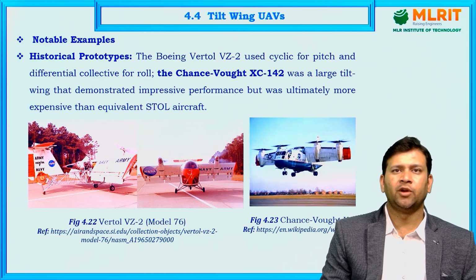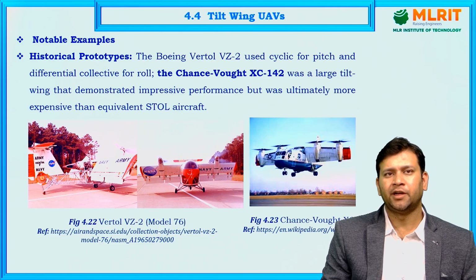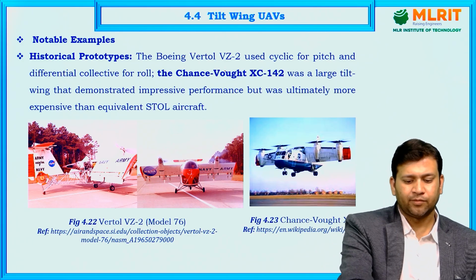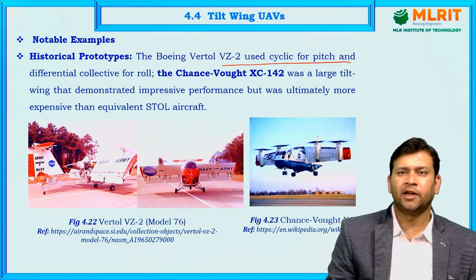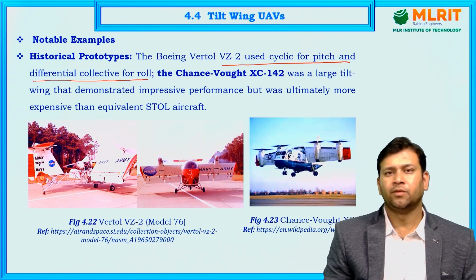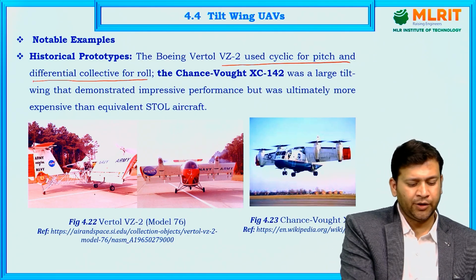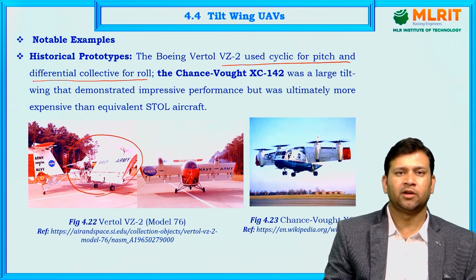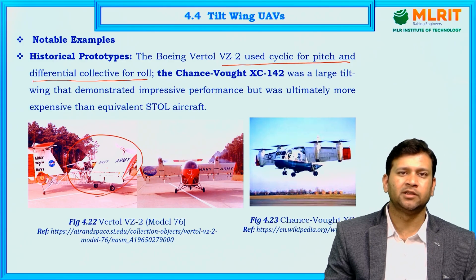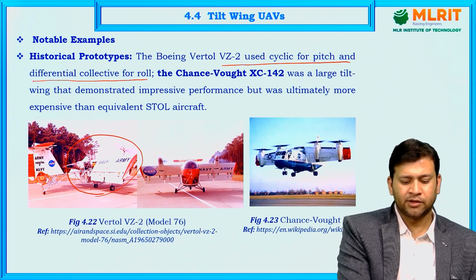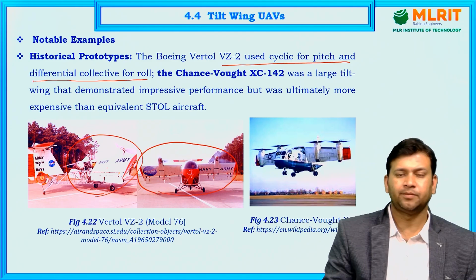These are some notable examples of tilt wing unmanned aerial vehicles. The Boeing Vertol VZ-2 used cyclic for pitch and differential collective for roll. Here you can see the tilt wing concept, like how the complete wing incidence is changed to 90 degrees. It has been completely moved, and this is the front view of that.